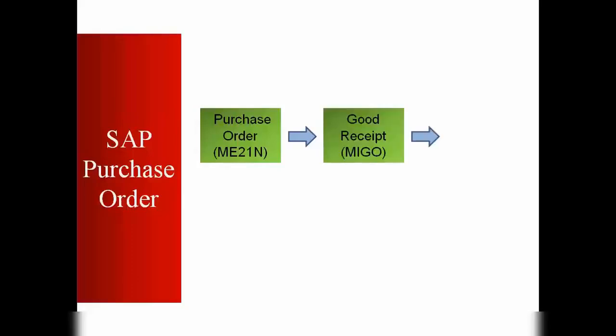The third step is the invoice document. We'll create an invoice for the vendor using the transaction called MIRO, M-I-R-O. That's the 3 steps, just a brief overview. We're going to do some practicals here, and I'll show you how to create a purchase order, how to do the goods receipt in SAP, and finally how to create an invoice document.